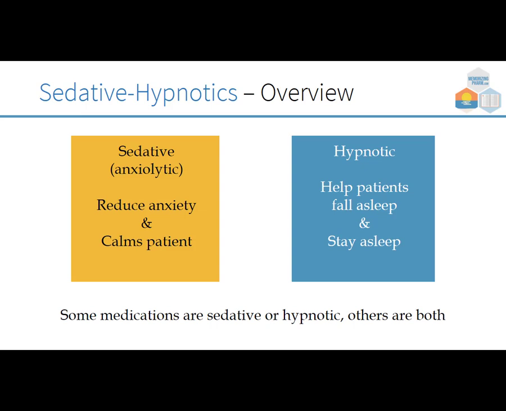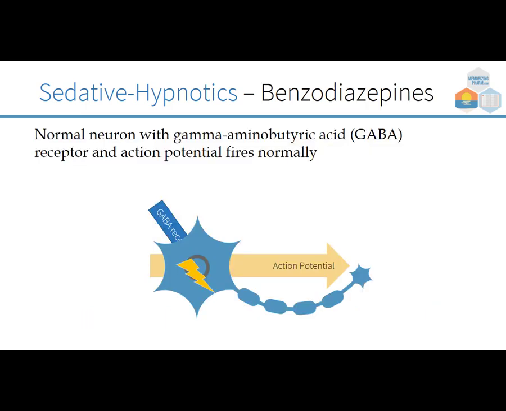Okay, so let's look at a specific class of sedative hypnotics, the benzodiazepine. Here is a normal neuron with a gamma-aminobutyric acid, which we call GABA, receptor, and the action potential firing normally. So we have this receptor, we have the neuron, and then that action potential. So that's what works normally.